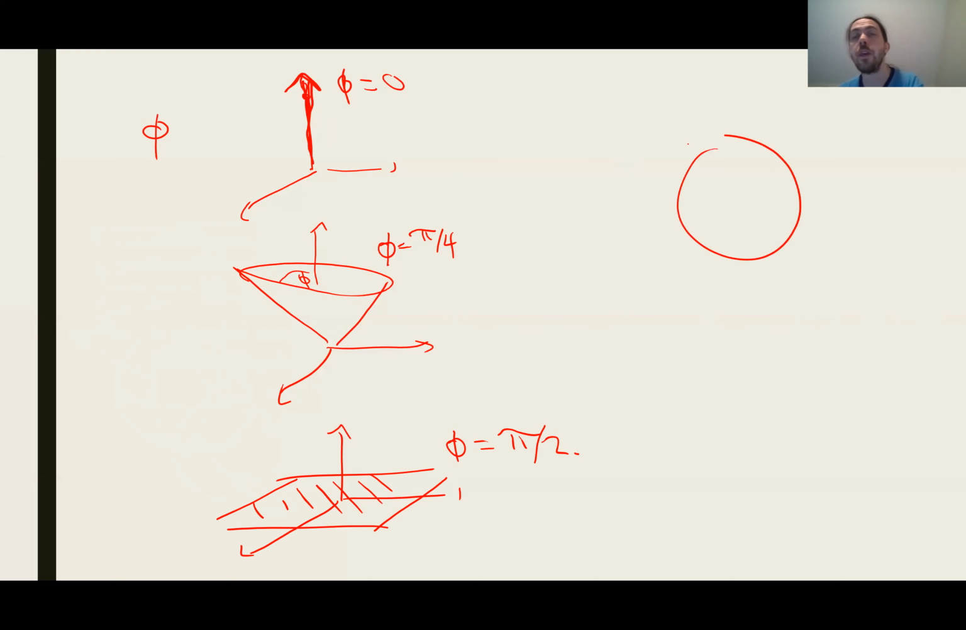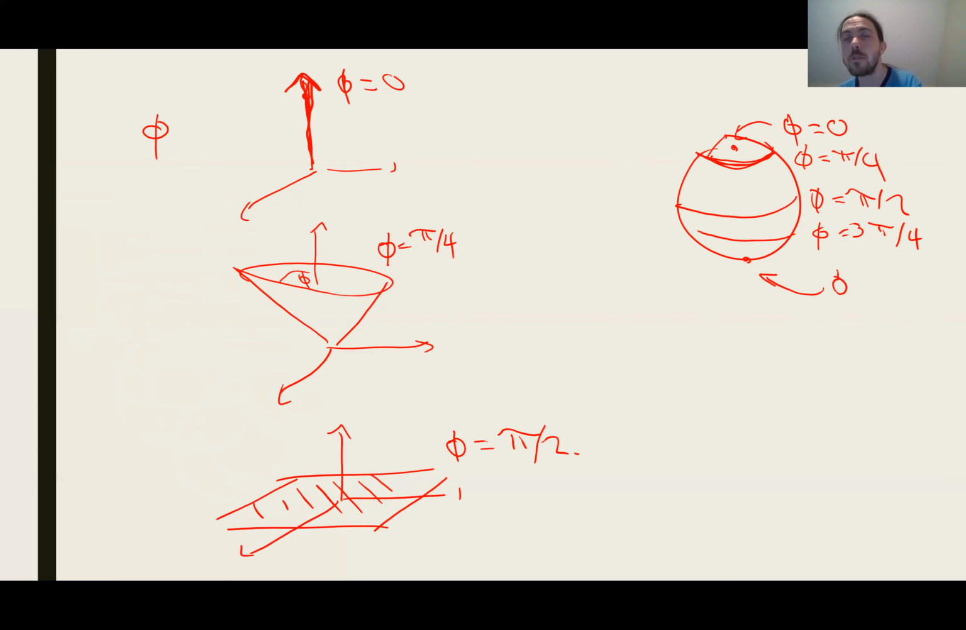And in terms of what we did with theta, we can also draw these on the surface of the Earth instead. When we have phi equals 0, we're definitely at the North Pole. When phi is equal to pi over 4, 45 degrees, we're definitely on this particular circle. When phi is equal to pi over 2, we're definitely on this circle. Then we reach 3 pi over 4, and then we reach phi equal to pi, and that's definitely at the South Pole. So that's what the angle coordinate phi does.